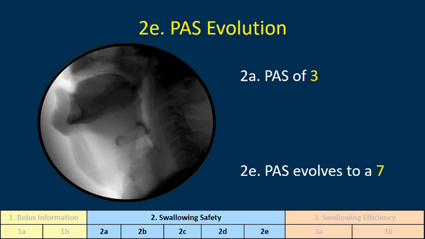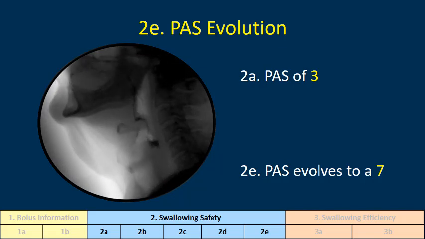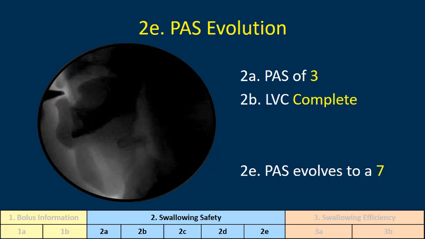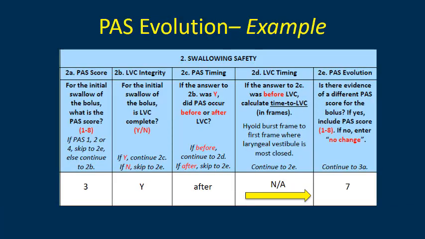Now, let's take one final look at this video in reference to the ASPEKT-C method. LVC is complete, pass occurs after LVC, and LVC timing would be marked as NA, since the pass event occurred after LVC. Now that we have all of the measures required to compare our patient's swallowing safety to healthy swallowing norms, we are ready to move those values to the next part of the worksheet for comparison.